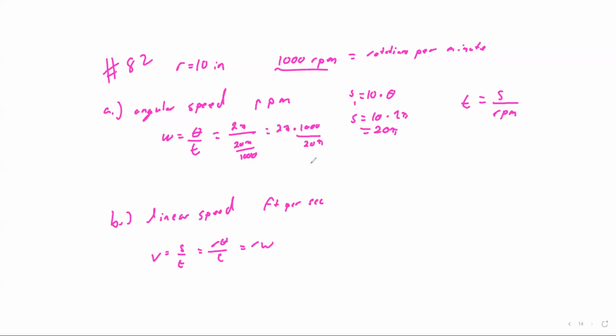The pies, that gives me 100. That doesn't seem right either. My theta is 2 pi, the time it takes to do one revolution.